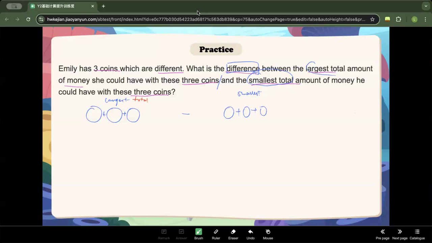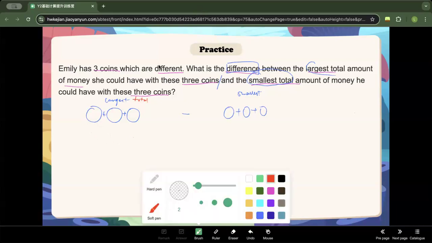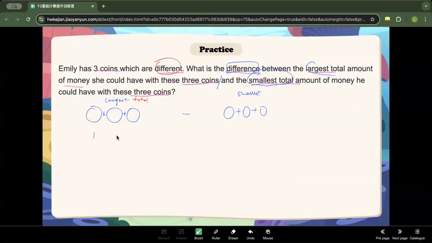Well, let's imagine I have a lot of coins. Can I just add 1p plus 1p plus 1p? Would that be the largest total? It's impossible. And this time, if I try to add 3 different coins, can I add 1p and 2p and 5p? Would that be the largest total? No, because all of them are very small.